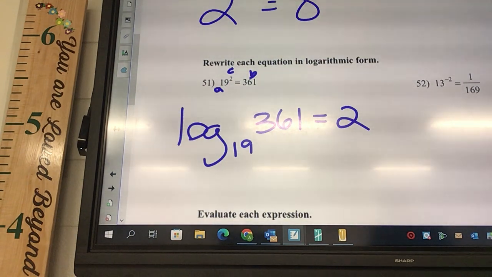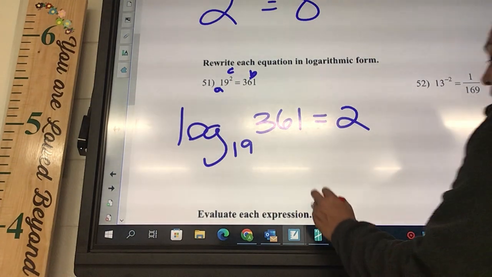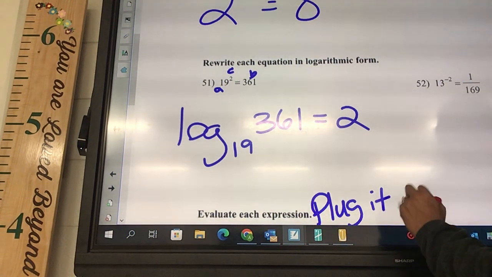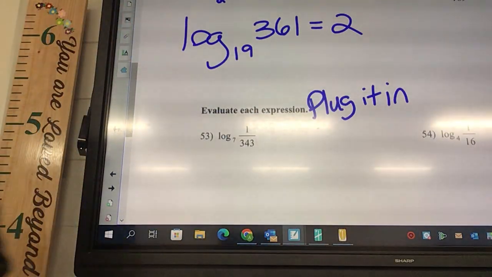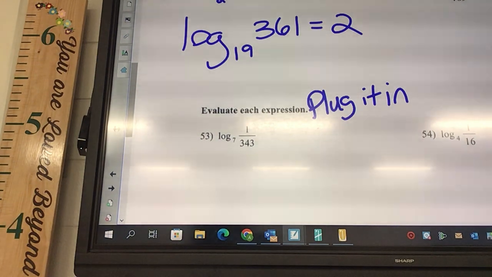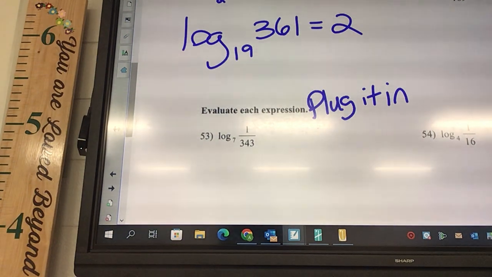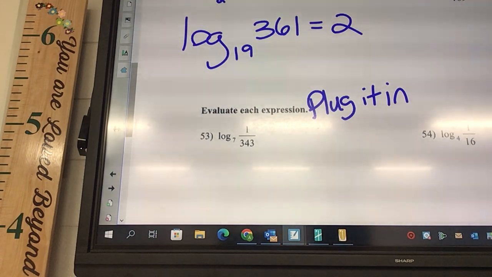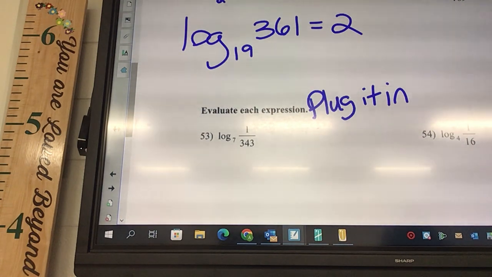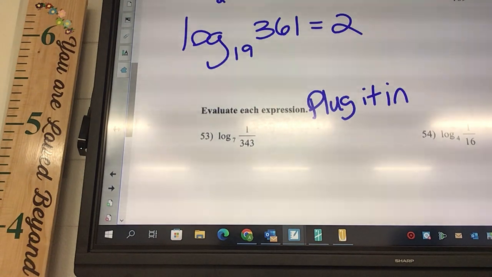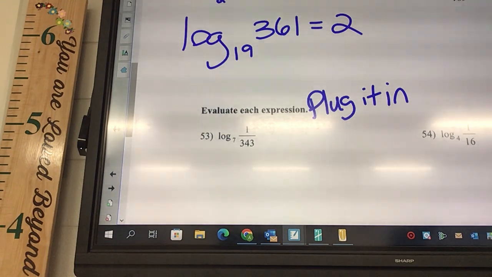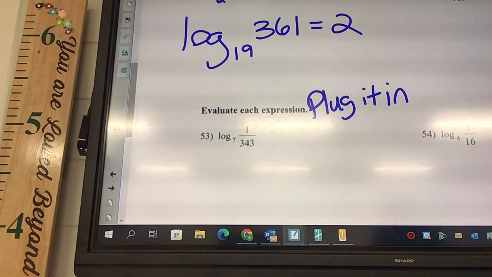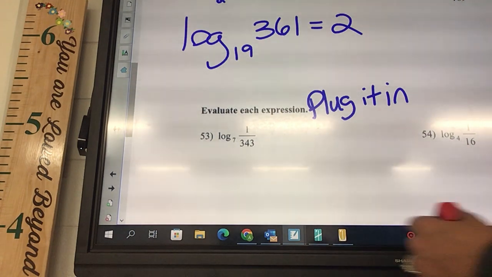Okay, the next one is evaluate logs. That just says plug it in your calculator. On your calculator you have a log button. So type in your log button, put the 7, and then when you get in that box, hit your fraction button. What'd you guys get? -3? Okay.